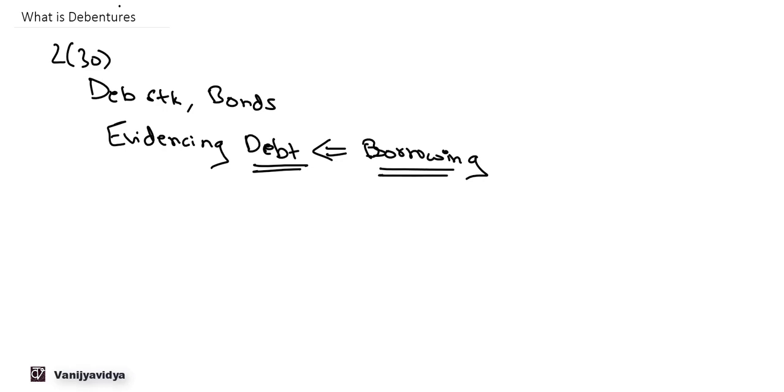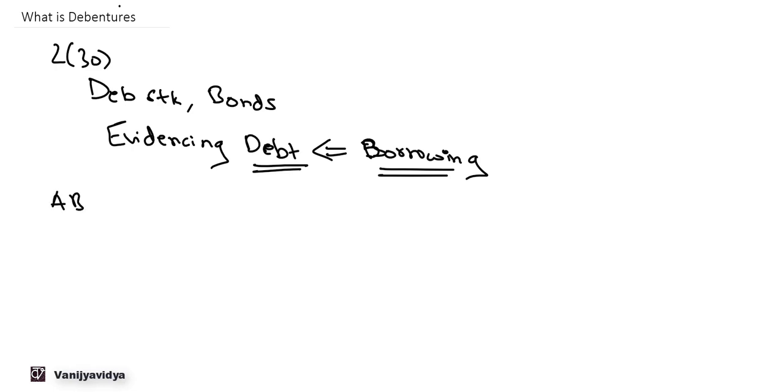It should be in the form of a loan. It can be a secured loan or an unsecured loan. A secured loan has a charge on the company's asset, while an unsecured loan does not. So all these debt instruments are known as debentures. They may also be called debenture stock or bonds. Now let us see one example.